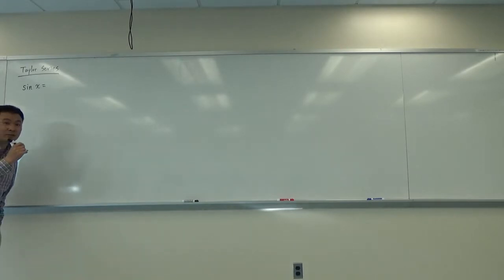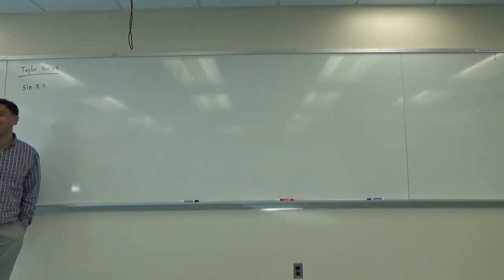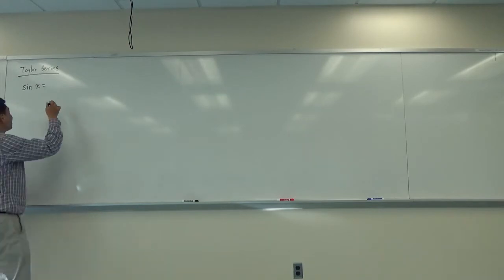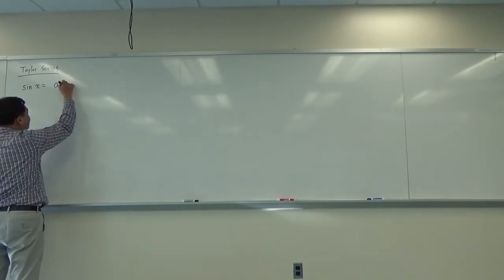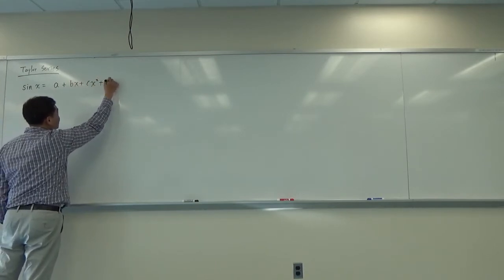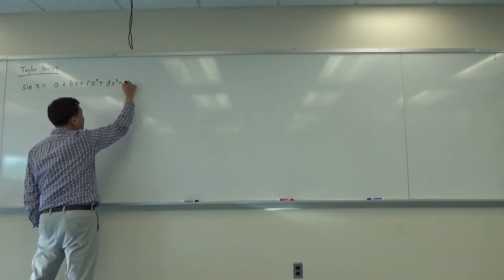Yes? No. Almost, but not, okay. It's hard to remember something that you learned in Calc 2. Alright, if not, let's see, how would you get it though? How would you get it if you forgot the Taylor series? You write it as a plus bx plus cx squared plus dx cubed plus ex to the fourth.